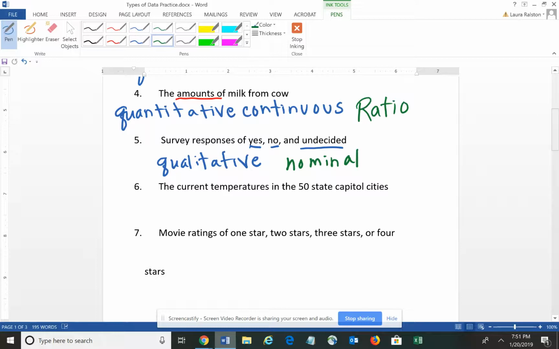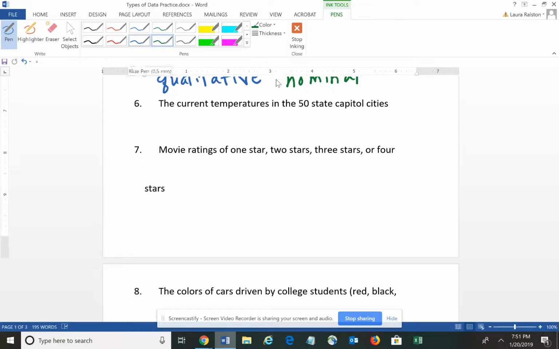Number three, the number of eggs that hens lay. Well, hopefully the phrase jumps out at you and leaps off the page because here it says number of, which implies we're going to be counting. And when you count something, you have numbers, which makes it quantitative. And then you want to think about, is it discrete or continuous?